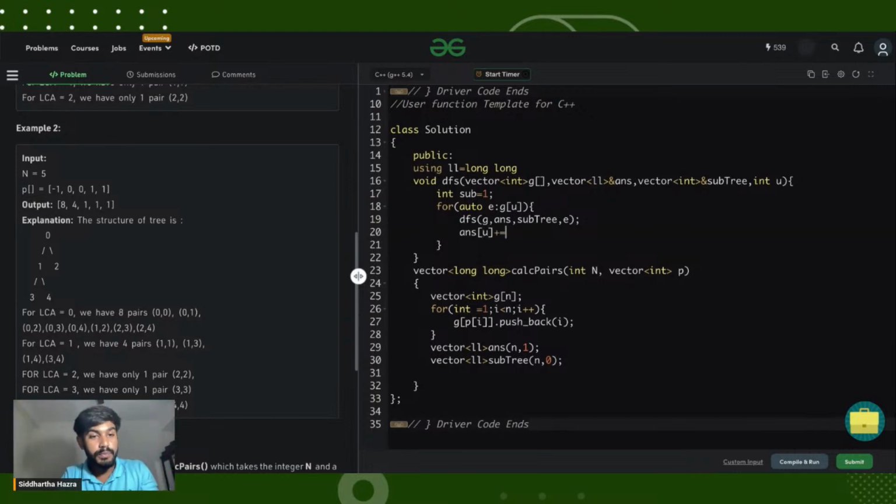After I am done with the size, I would say answer of this particular u plus equals to, okay, answer is equals to subtree size, whatever the subtree size I would be having up till now, multiplied by this subtree. Okay, multiplied by this subtree.